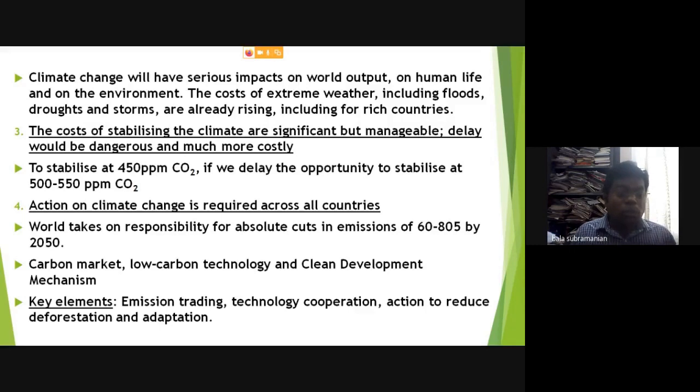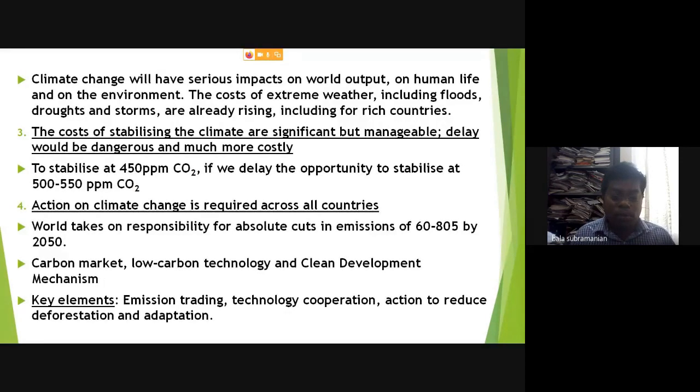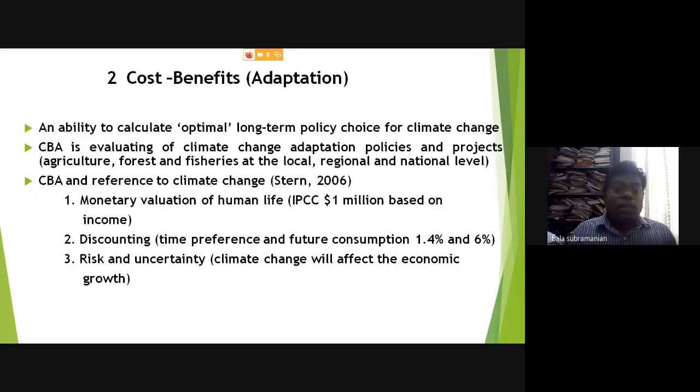These are some suggestions given by Nicholas Stern. So what are the basic elements? For example, he suggested five types of urgent policy needs: emission trading, technology cooperation, action to reduce deforestation, and adaptation to climate change. These are some very basic findings of Nicholas Stern, I mean the Stern review of the economics of climate change. So here, the first point is externality with Stern climate change.